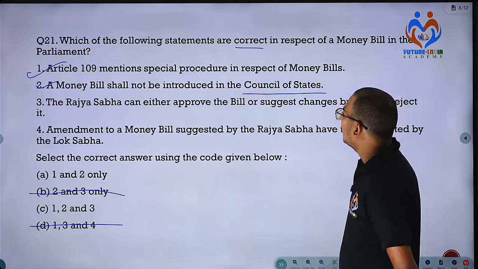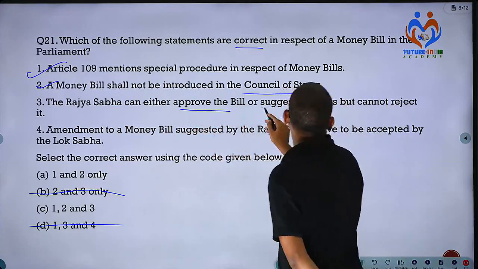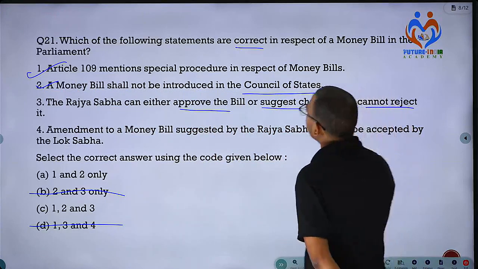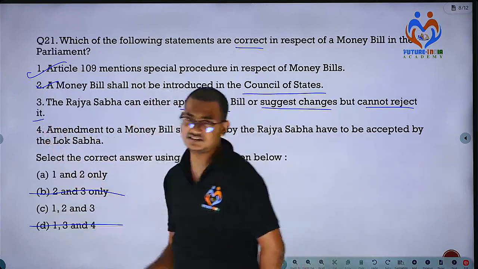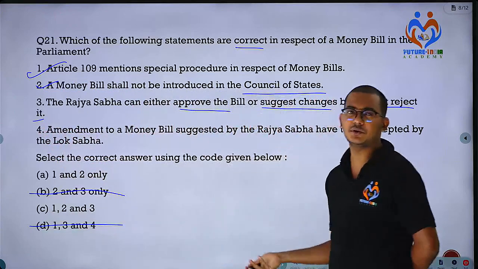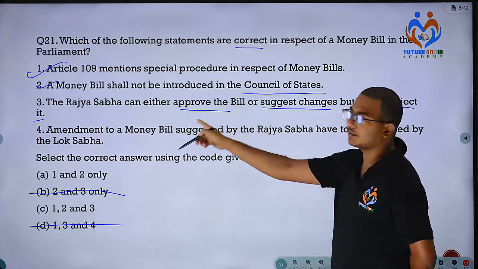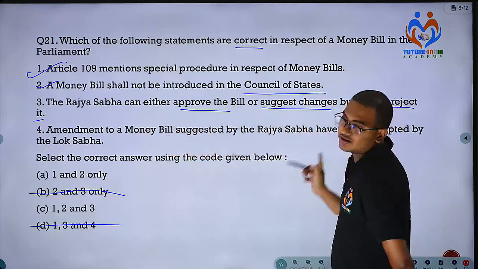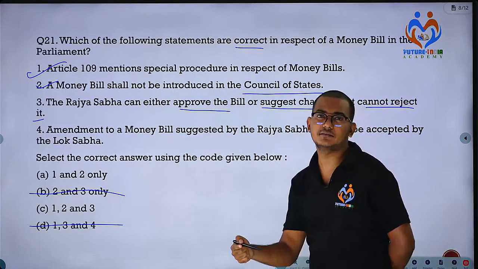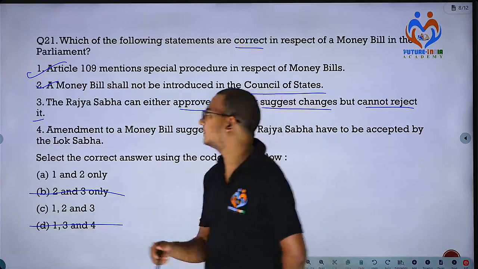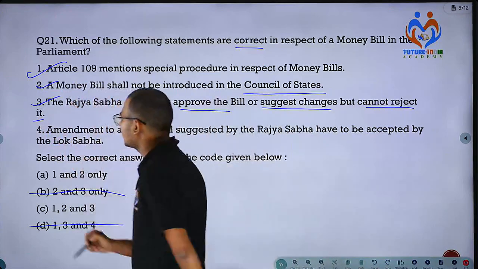Rajya Sabha can either approve the money bill or suggest changes but cannot reject it. Yes, obviously I have told you this so many times. So it can approve, it cannot reject, it can suggest some recommendations, but these recommendations are not binding on the Lok Sabha. So this is also correct.